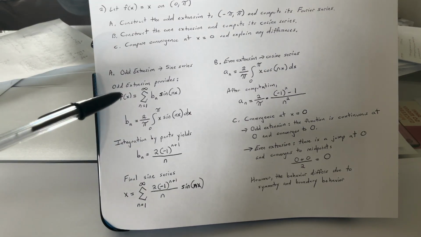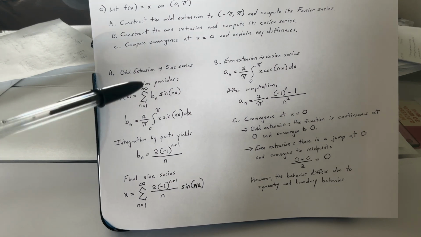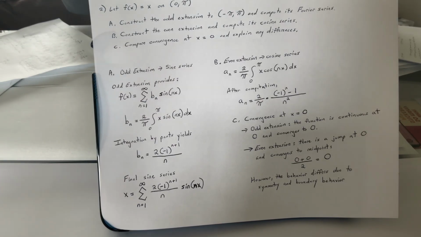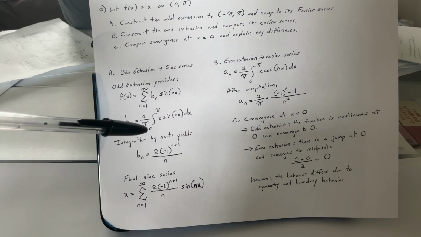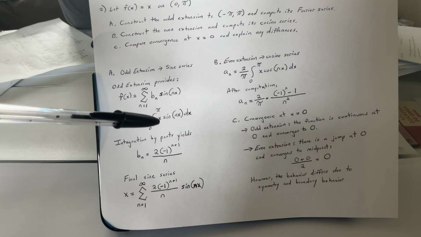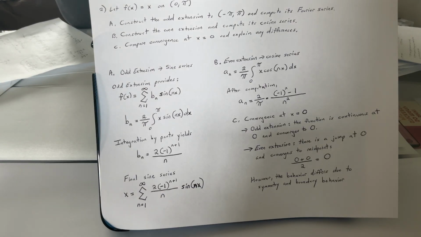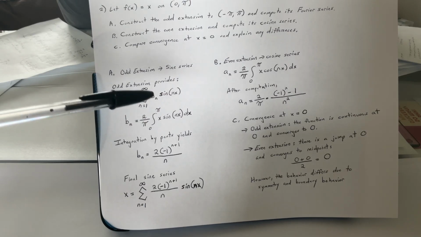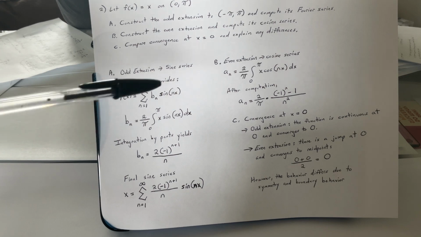Sine series. And the odd extension provides f of x equals the sum, n equals 1 to infinity, b sub n sine of nx. We want to solve for b sub n. We get 2 over pi, and now this integral 0 to pi x sine of nx dx. Okay? So go back and review if you forgot where that comes from, but that's just we have f of x times sine of nx dx, and then the b of n.